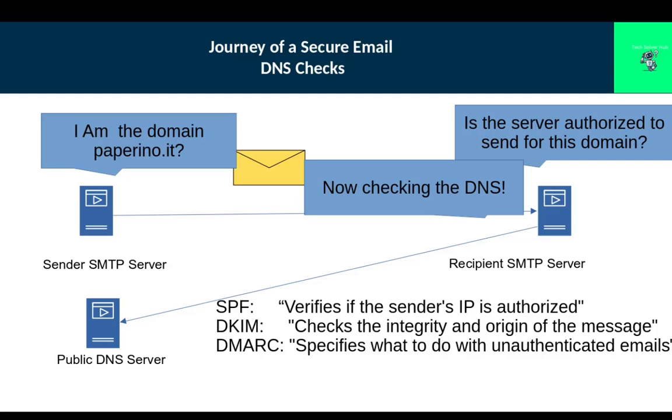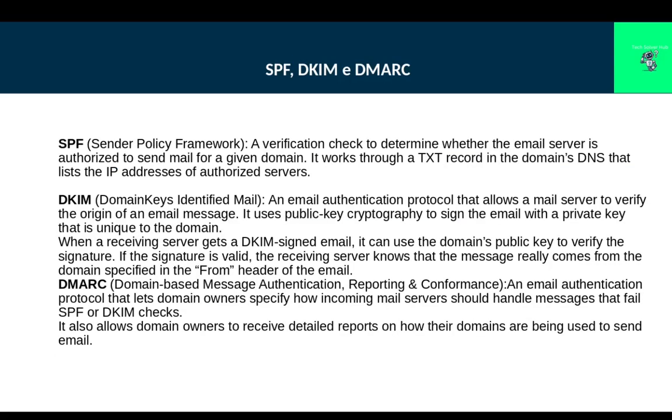Let's break down the 3 pillars of email authentication. SPF specifies which servers are allowed to send emails for your domain. DKIM digitally signs each message so the recipient knows it wasn't altered. DMARC combines the results of SPF and DKIM and tells mail servers what to do if either fails. It also lets you receive reports about your domain's email activity.